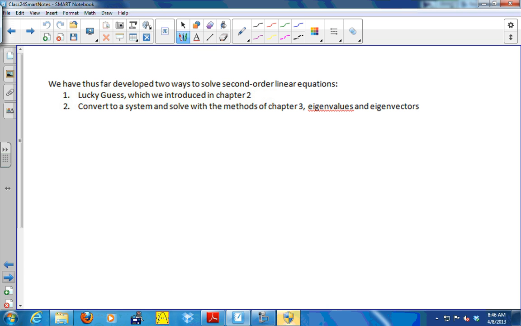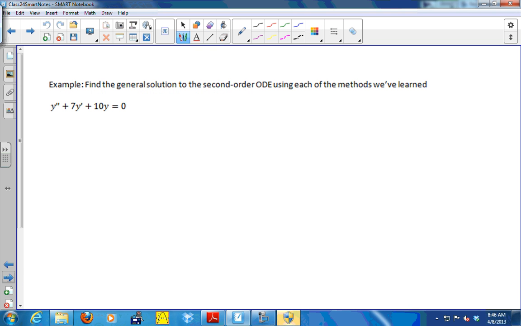All right, so far we have developed two ways to solve this kind of equation. In chapter 2, we used something called the lucky guess. And in chapter 3, we converted to a system and solved it using eigenvalues and eigenvectors. So what we're going to do today is show that they're the same. They always give you the same thing. All right, so I'm going to do this two different ways. Solve this second order ODE, just an example, using the two methods. So we'll start with lucky guess.